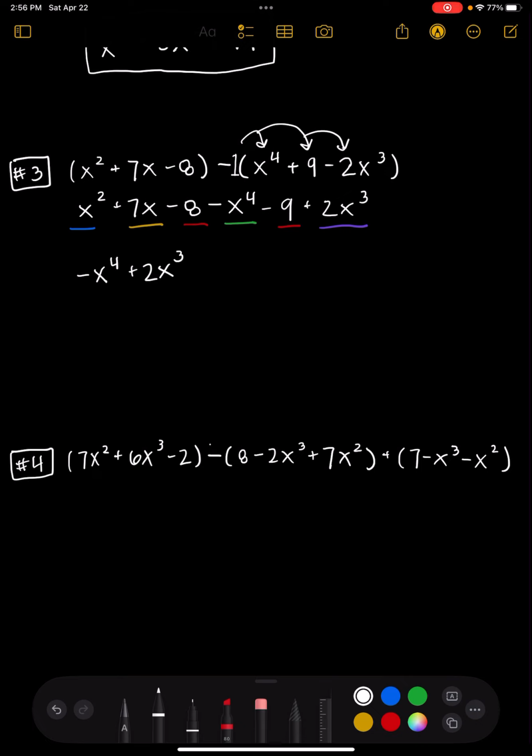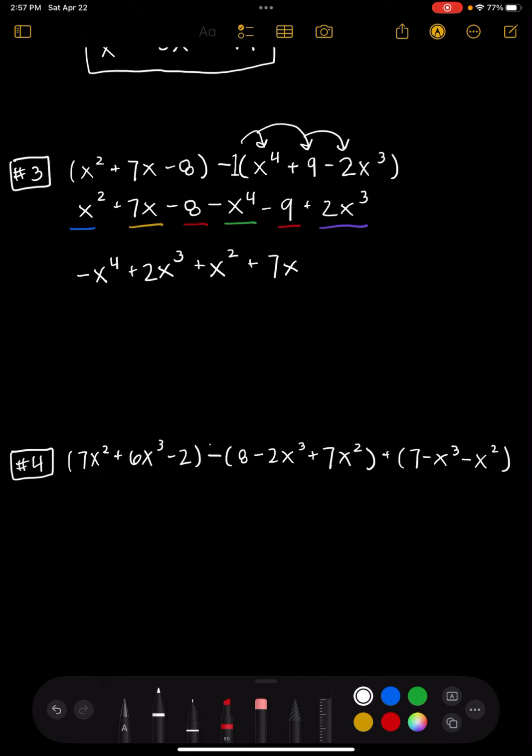Then we're going to go to x squared. Okay, x squared is the blue underlined, and that one doesn't have any like terms, so we say plus x squared. We're just rewriting them in a different order at this point. Then we go to the things with just x's, which is the 7x. Again, no like terms, so we just put plus 7x.